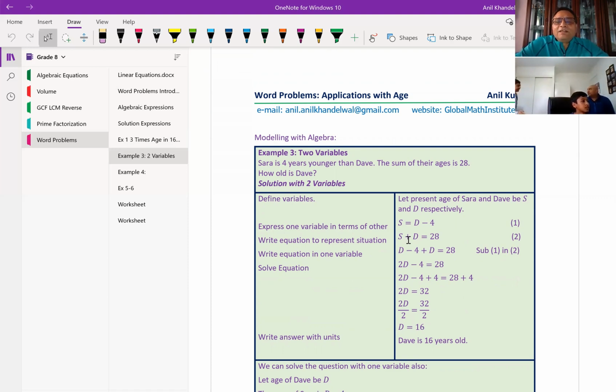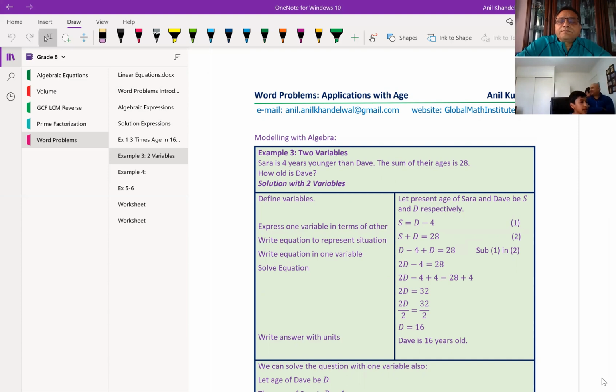So next question for you is: Sarah is 4 years younger than Dave. The sum of their ages is 28. How old is Dave? Because the solution is there, Devansh, I would like you to read the solution and explain what I have written there. All right, so Sarah's age is S, and Dave's age is D.